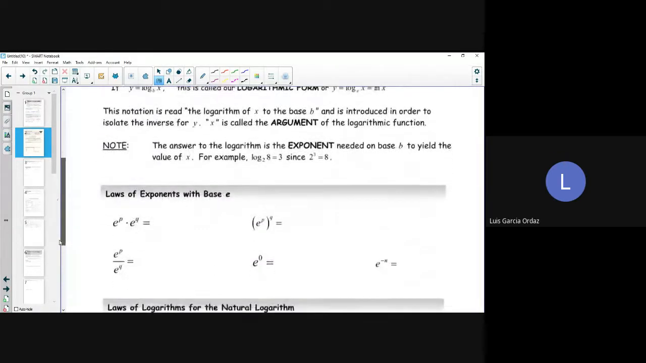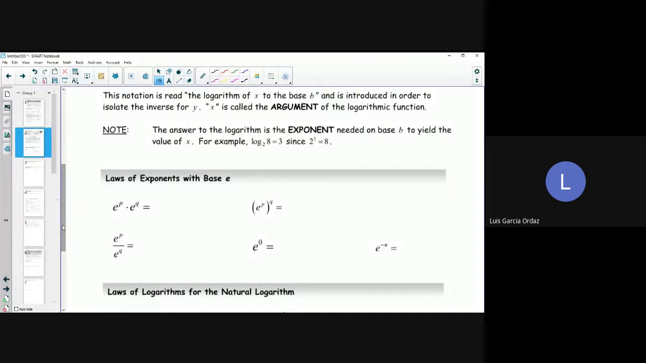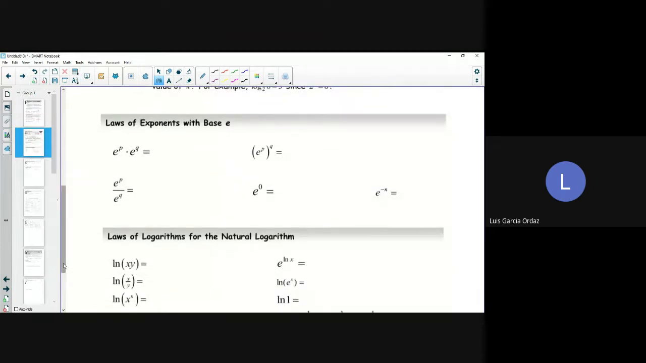The notation is read "the logarithm of x to the base b" and is introduced in order to isolate the inverse for y. x is called the argument of the log function. So a note to answer: the logarithm is the exponent needed on the base b to yield the value of x. So for example, log base 2 of 8 is equal to 3, since 2 to the power of 3 is equal to 8.